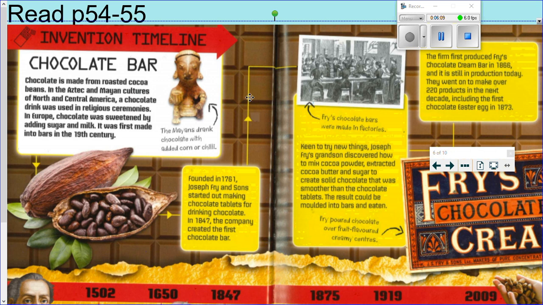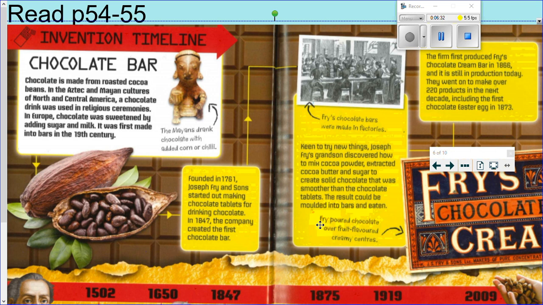And we're going to follow the timeline. As you can see, there's an illustration here of Fry's chocolate bars being made in factories. Keen to try new things, Joseph Fry's grandson discovered how to mix cocoa powder, extracted cocoa butter and sugar to create solid chocolate that was smoother than the chocolate tablets. The result could be molded into bars and eaten.